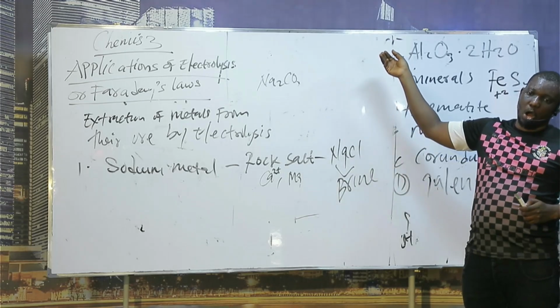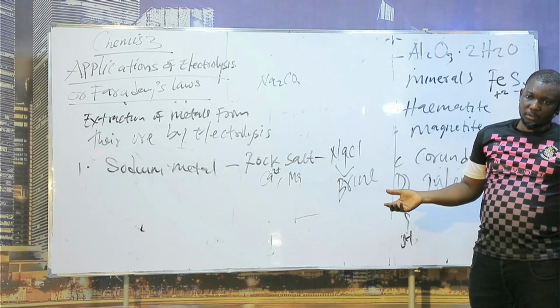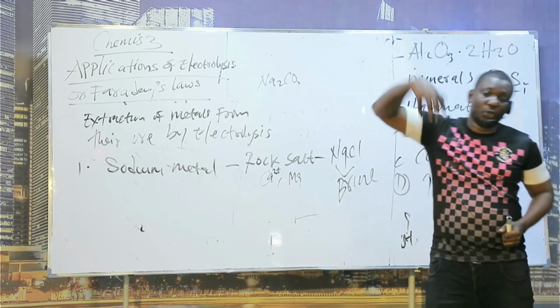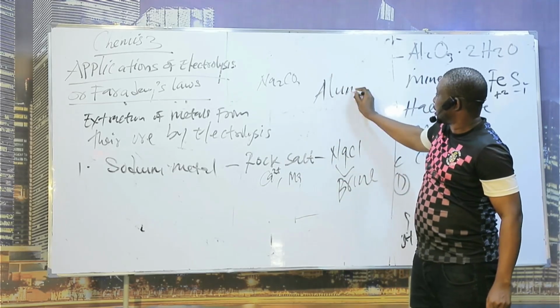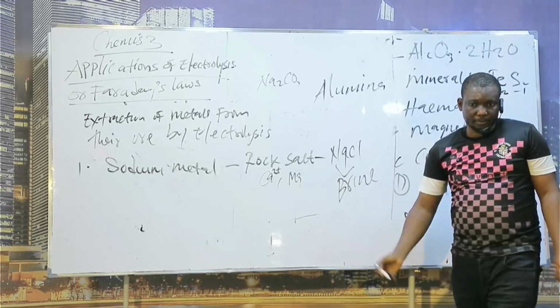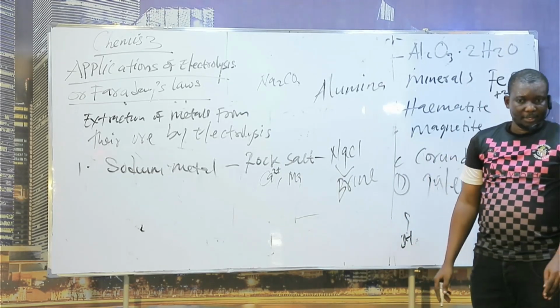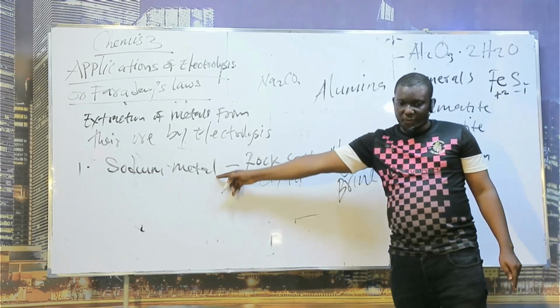What is the ore of aluminium? It's not alumina. The ore of aluminium is what? Bauxite. But it's not bauxite we use later. What we use after purification is what? Alumina. Alumina is the concentrated bauxite, just like rock salt is the ore of sodium.